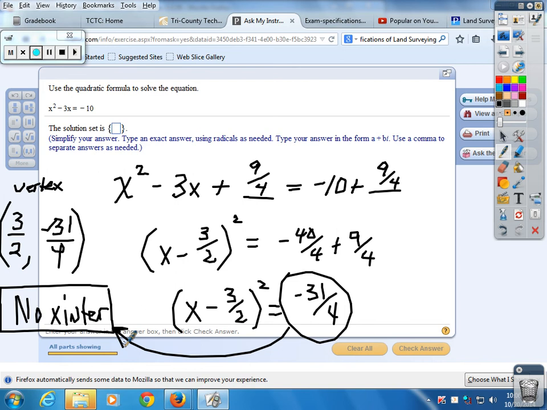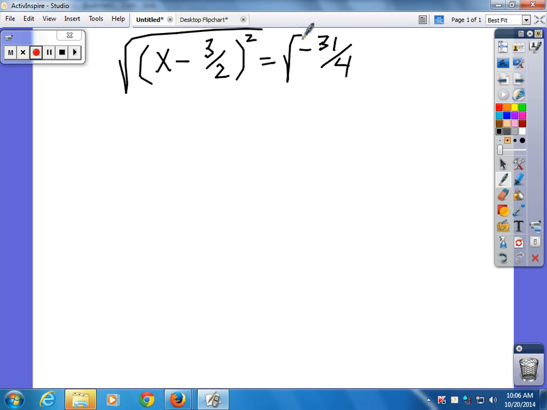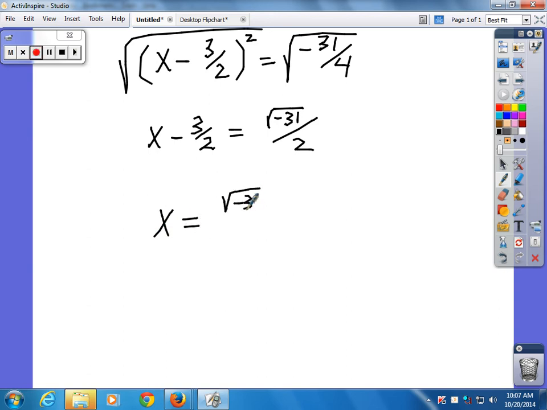All right, so we're going to go to the next page. x minus 3/2 quantity squared is equal to what? Negative 31 fourths. So take the square root of both sides. And that's going to give us x minus 3/2 is equal to the square root of negative 31 over 2. And that's going to be x is equal to the square root of negative 31 plus 3 over 2.